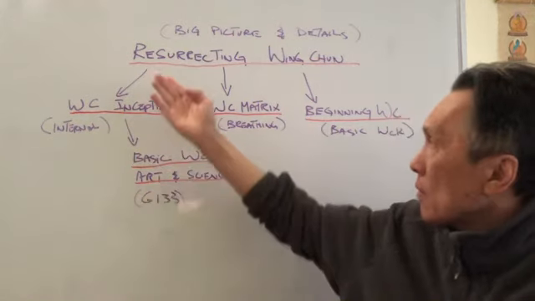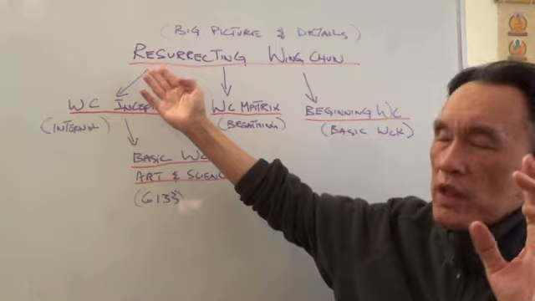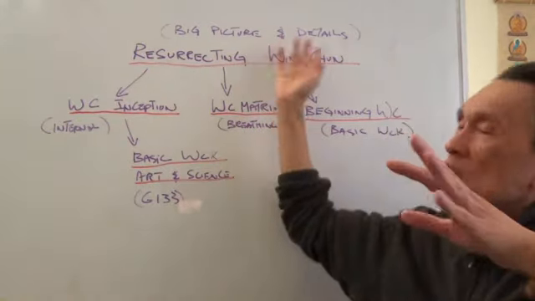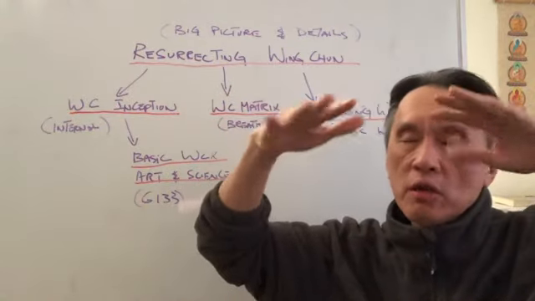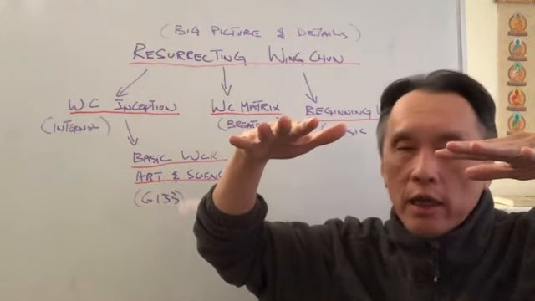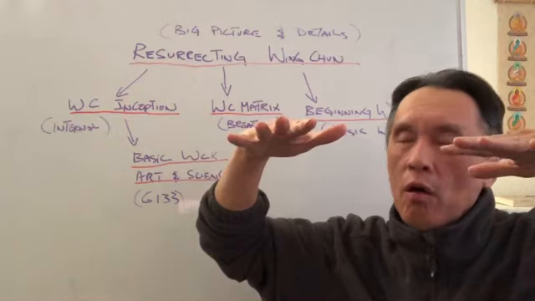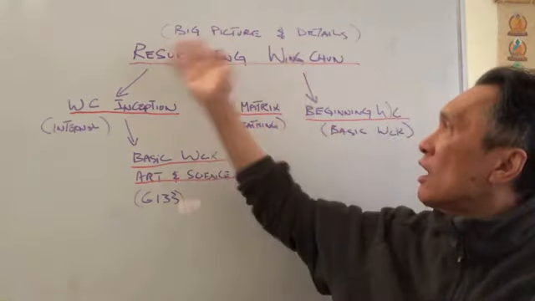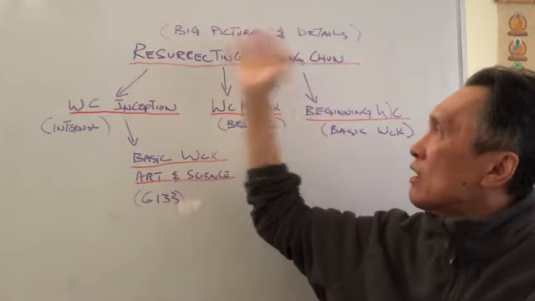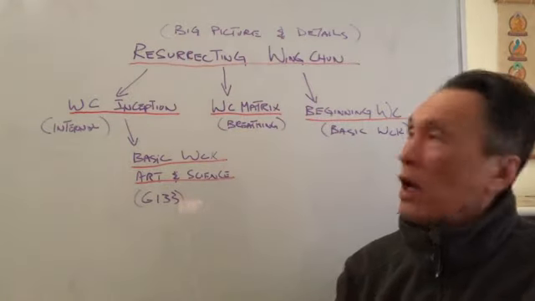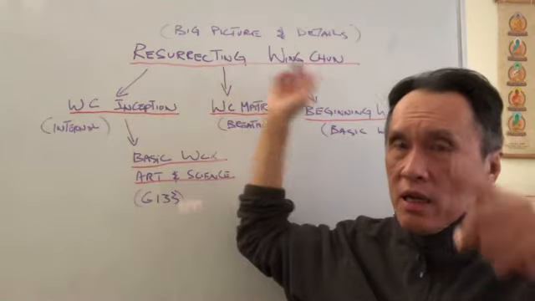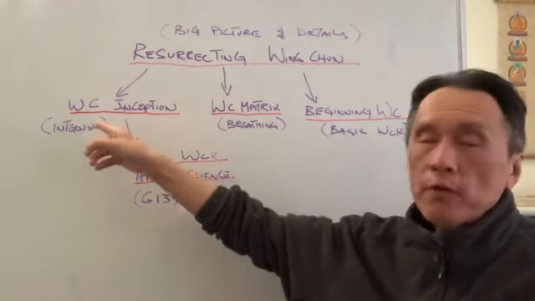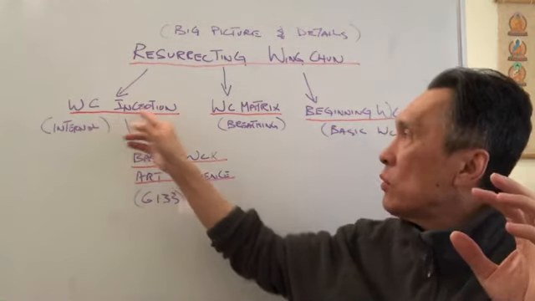So, one always starts with Resurrecting Wing Chun. In Resurrecting Wing Chun, one sees the big picture and details of Wing Chun properly. No hearsay, no legend, no all kinds of magic. You see the big picture and detail in Resurrecting Wing Chun. And while you are studying it, what happens? It will lead you, say for the internal part, to the Wing Chun Inception.